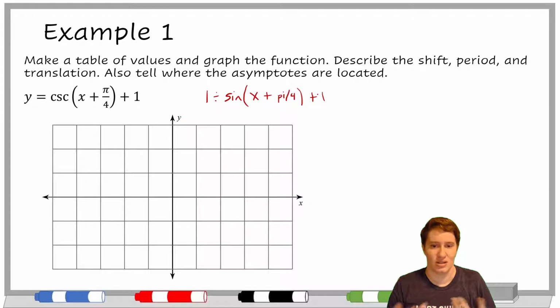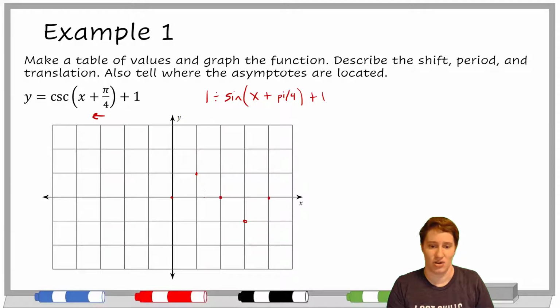Now, if I wanted to go through the motion of doing this without the calculator, I'd say, okay, what does normal sine look like? And then I'd say, okay, but this is shifted left pi over 4, because inside the parentheses it's the opposite of what we think. So instead of it being right because it's positive, it's actually left. And it's left or right because it's affecting x, which is left or right. So we're shifting left pi over 4 and up 1.